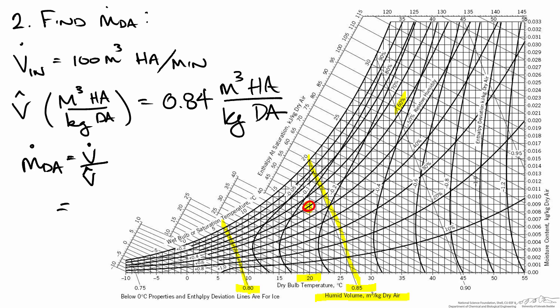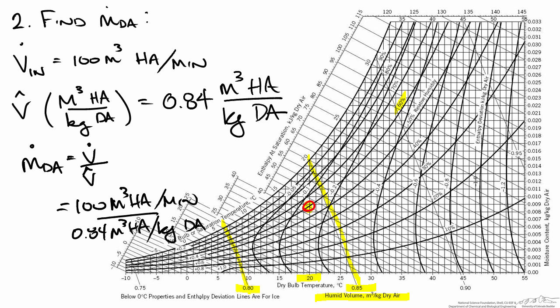We can use that value to calculate our mass flow rate of dry air. So we have 100 meters cubed of humid air per minute. And we're dividing that by our humid volume, which we are going to use a value of 0.84 meters cubed of humid air per kilogram of dry air. So when we plug these in, we can see that the units of humid air cancel out, and that gives us a value of 119 kilograms of dry air per minute.